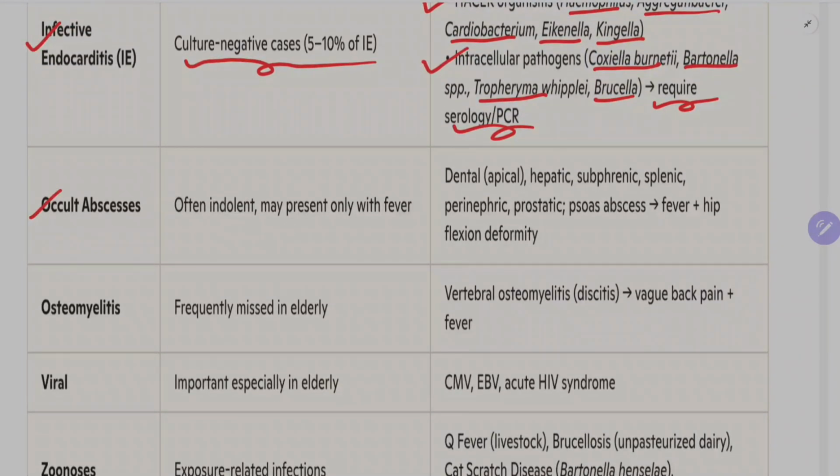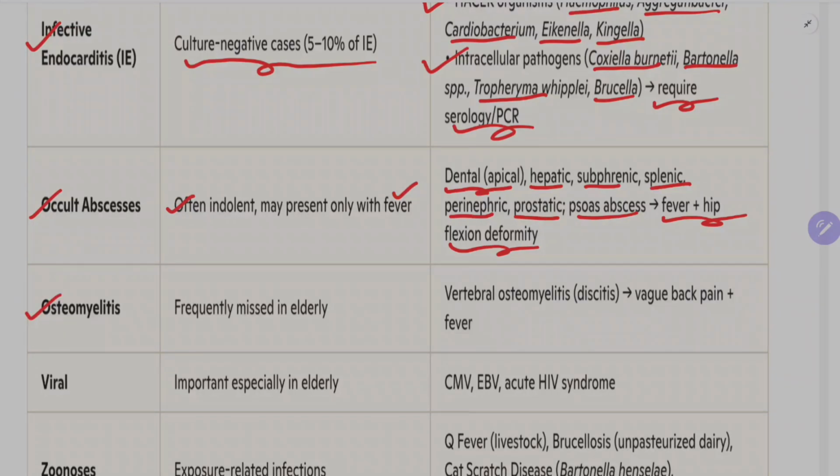Then occult abscesses, meaning small abscesses, often indolent and silent, presenting only with fever, and mainly present in the abdomen. Dental can be there, like an apical abscess. But mainly in the abdomen you can have liver abscess, subphrenic abscess, splenic abscess, perinephric abscess, prostate abscess, or psoas abscess. If it is a psoas abscess, you will have fever with hip flexion deformity. By ultrasound or CT abdomen you will know that.